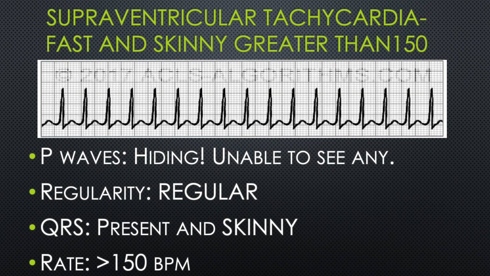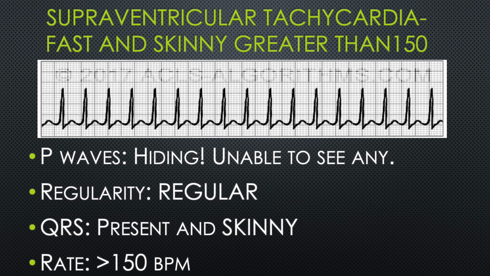So, now we have supraventricular tachycardia. This one's name is fast and skinny, greater than 150. When you're looking at supraventricular, you're thinking, oh, we're in ventricle rhythms now. No, look at the name though, supraventricular. Supra means above. So if we are above the ventricles, we are still in the atria. So we are still looking for a problem with the P waves.